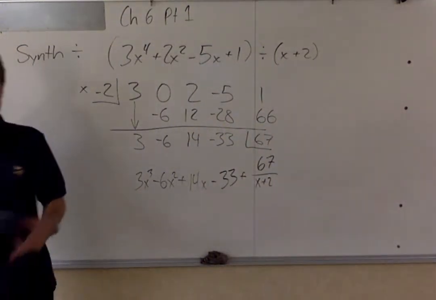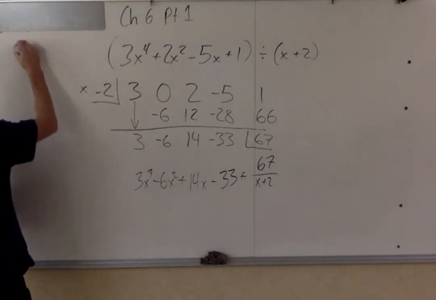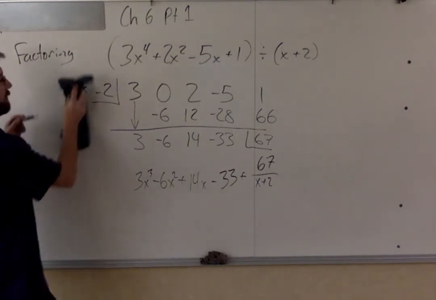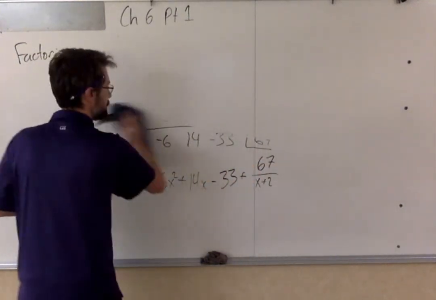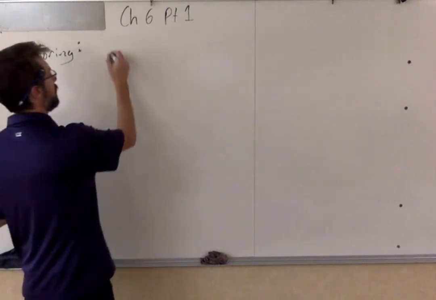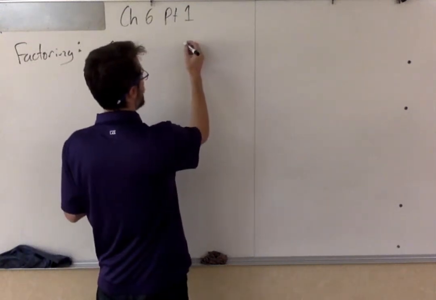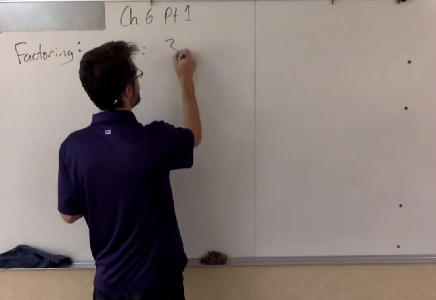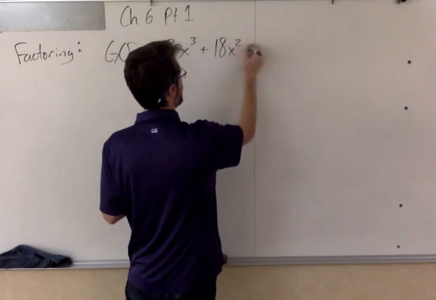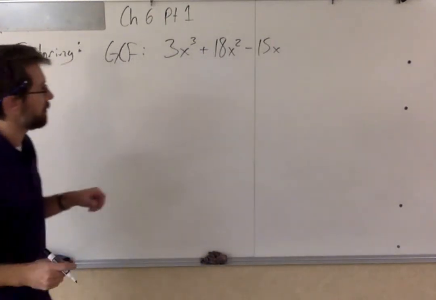All right, last thing was factoring. Here are all of the factoring methods that you will be responsible for, and a quick example of each. Okay, so first would be GCF, right? Let's say I have something like 3x cubed, 18x squared, and we'll say 15x, right? And I want to factor this out.